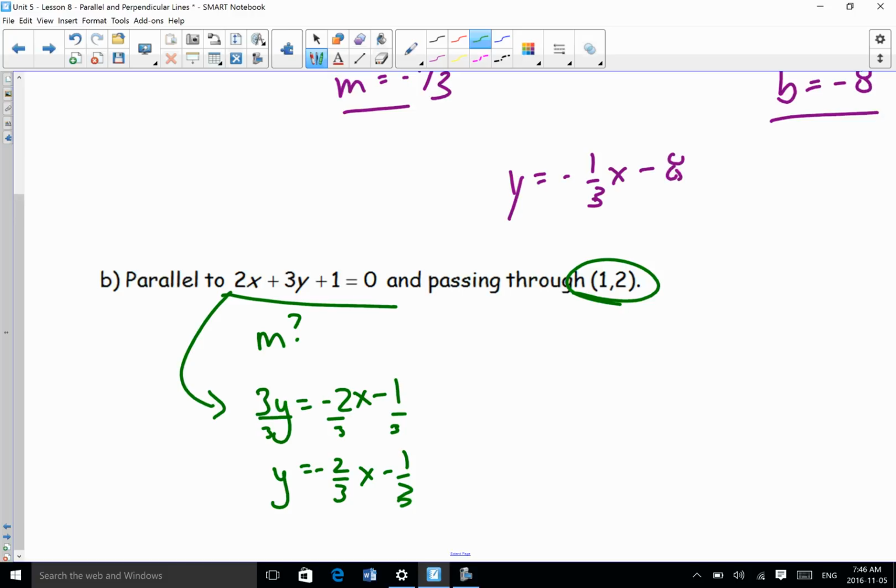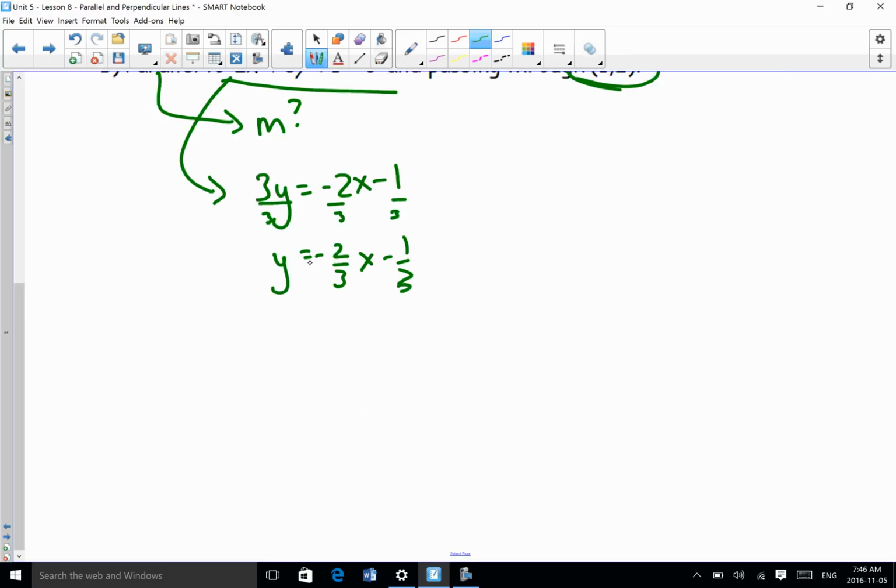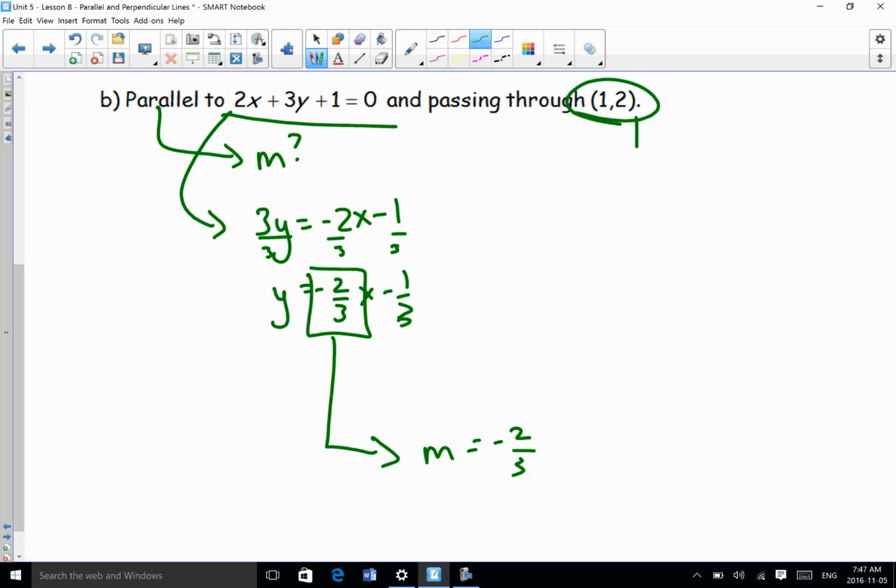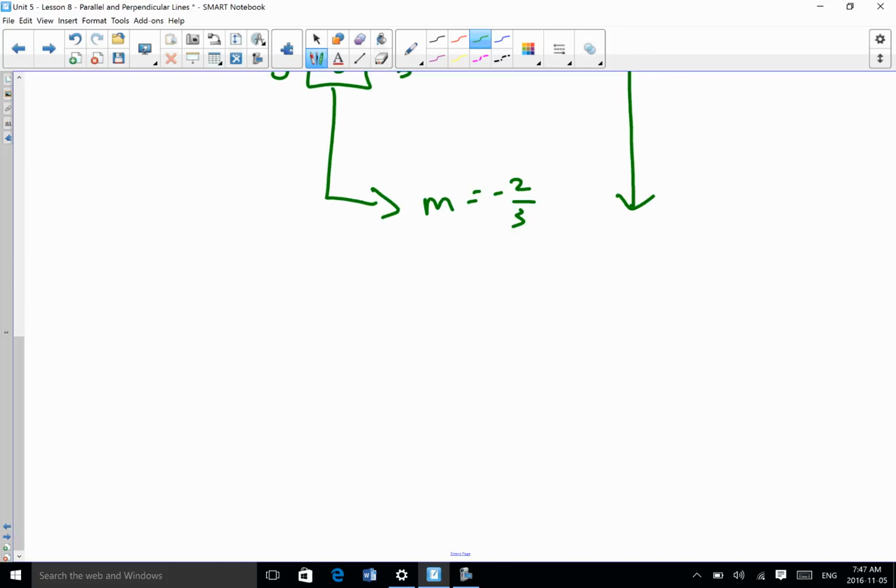Why did I want this? We're trying to figure out a line that's parallel to it. So from here, what is our slope? Our slope is that piece. So parallel means we have negative 2/3. We're also told to go through a point. So using those 2 pieces of information, we can figure out our line.